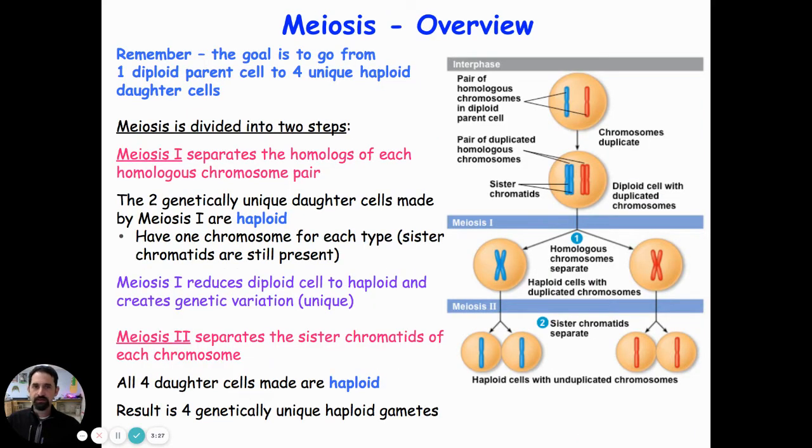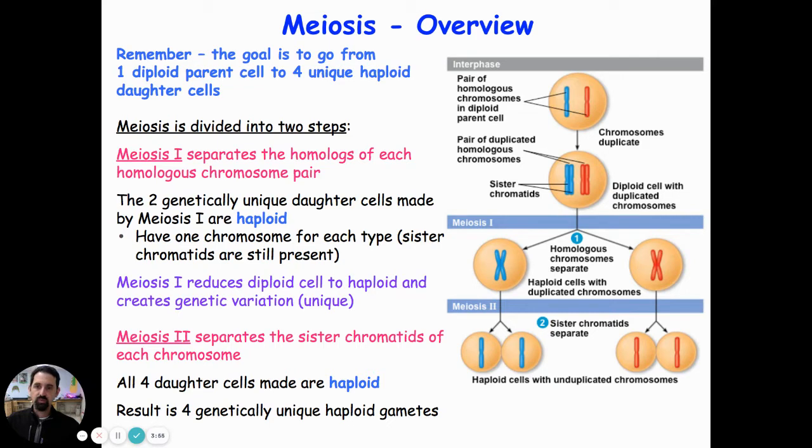Okay, some overview. Remember, the goal is to go from 1 diploid parent cell to 4 different haploid daughter cells. Meiosis is divided into 2 steps. Now, you may remember from other classes, this is somewhat glossed over and really described a lot like mitosis happening twice. And in some ways, that's true. There will be a few more nuanced details here.